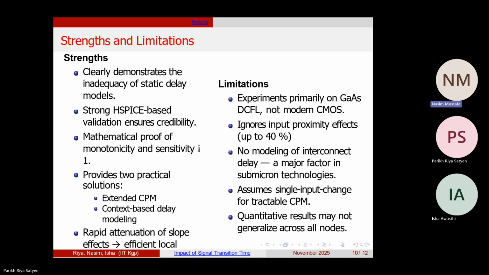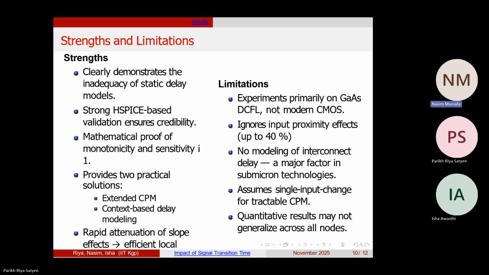So now coming to the strengths and the limitations. On the strength side, we have seen that the traditional static delay models are not sufficient, as they can miss important effects related to the input transition time. But at the same time, there are also a few important limitations to keep in mind.